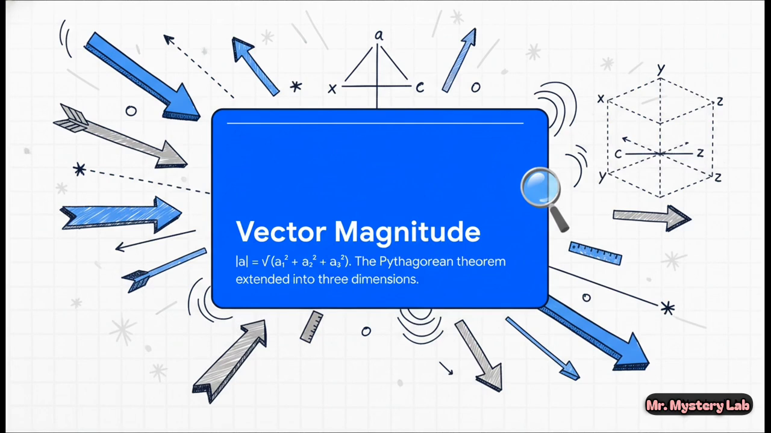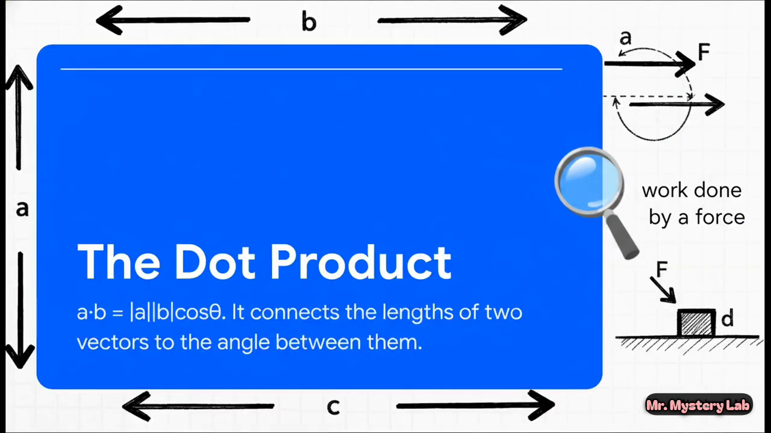And to find the actual strength, or what we call the magnitude of that vector, we use this formula. If you remember the Pythagorean theorem for finding the long side of a triangle from school, this is really just the 3D version of that. It lets us figure out the true straight line length of our vector, giving us one single number to represent its total strength.